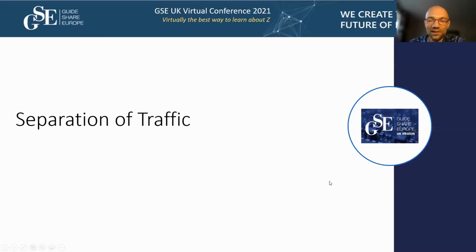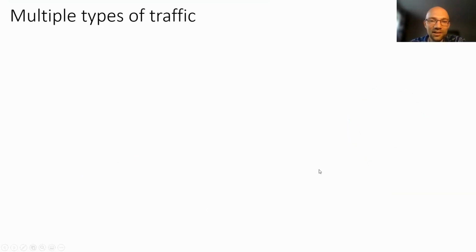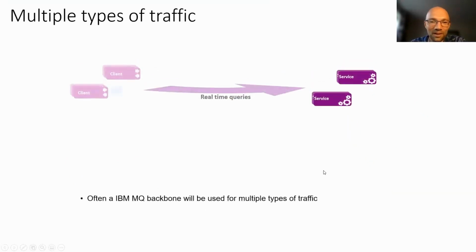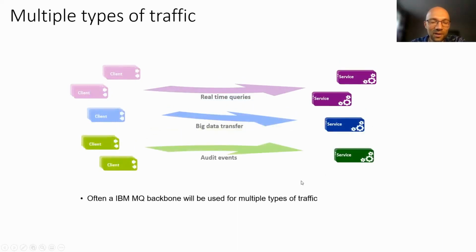Right, so we've looked at how clusters can be used for workload balancing and availability. Let's have a look at some concerns about different types of traffic that you might have within your cluster and how you might want to separate things within your cluster.